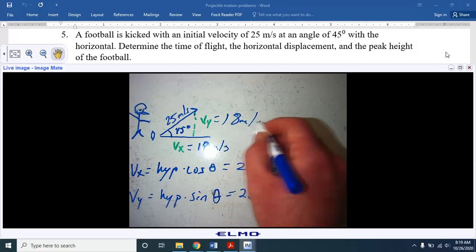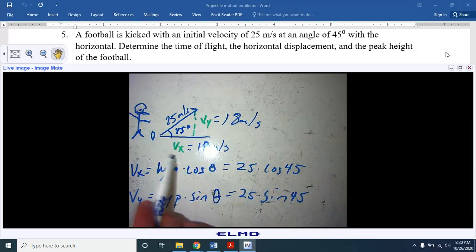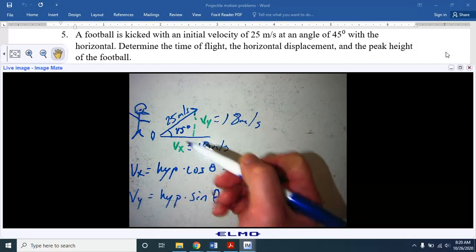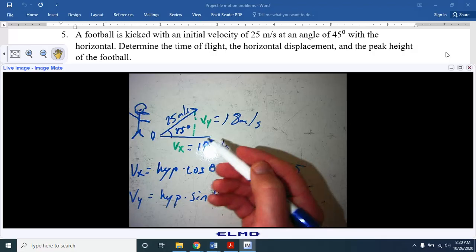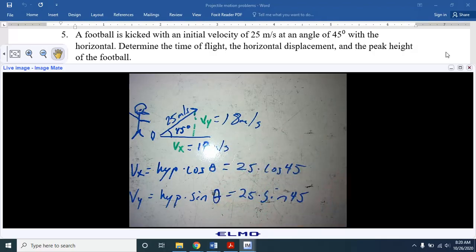Now we're going to again remember one key thing. This Vx is constant. Is my Vy constant? So what should I really define this Vy as? Initial or final velocity?